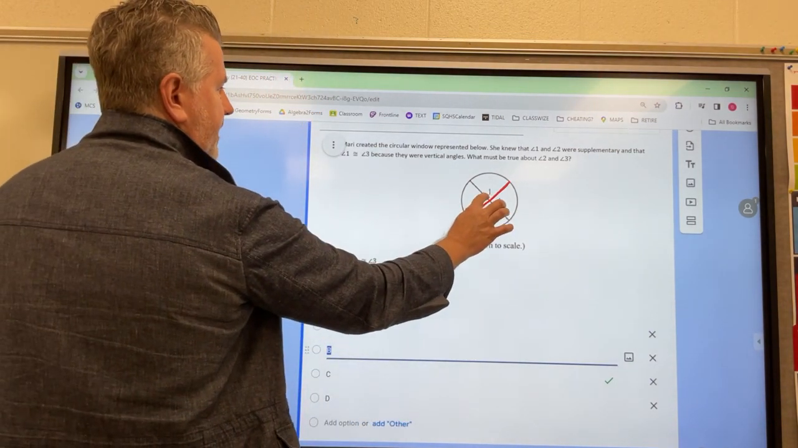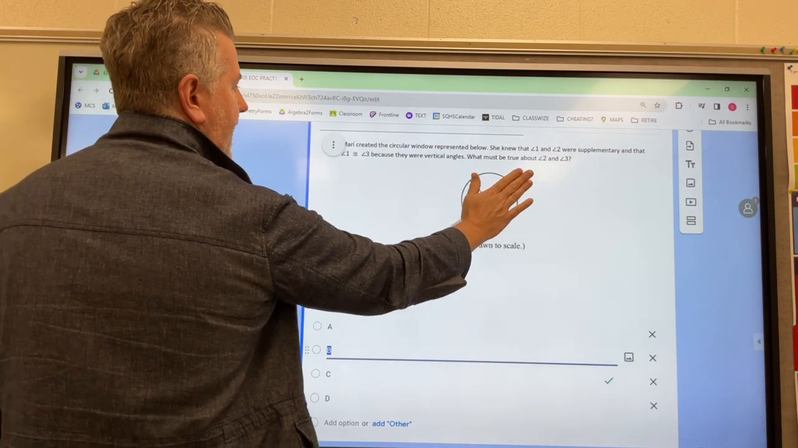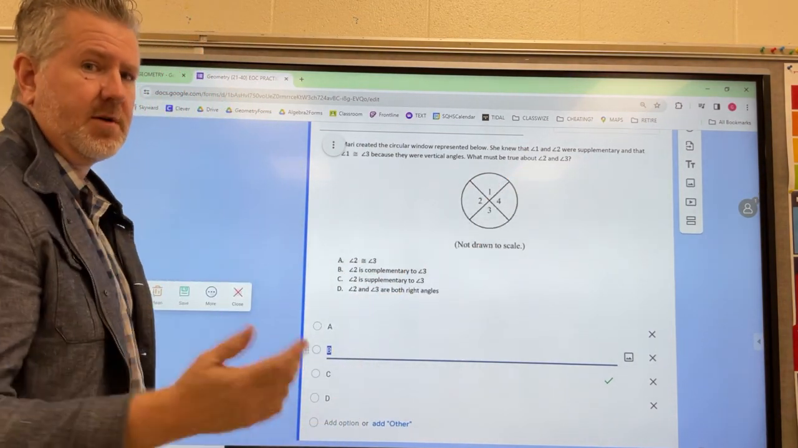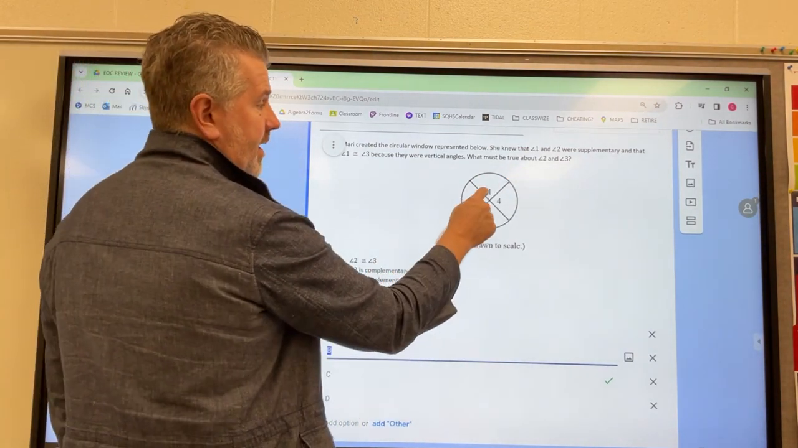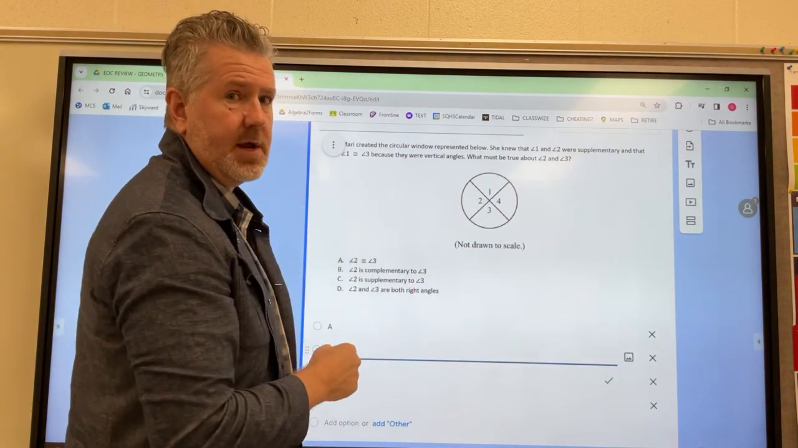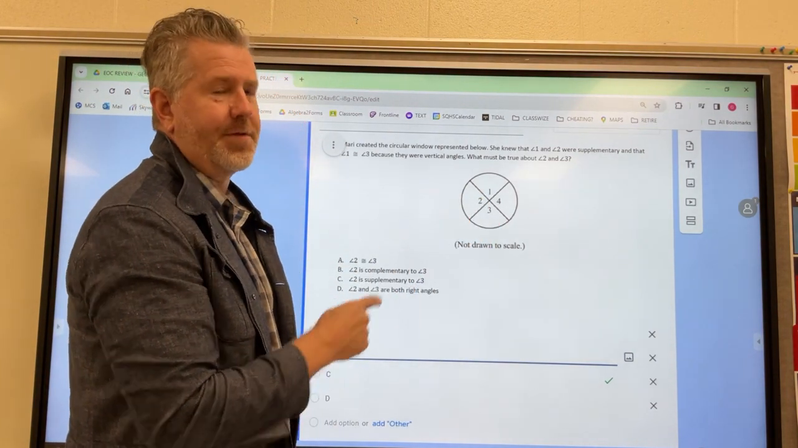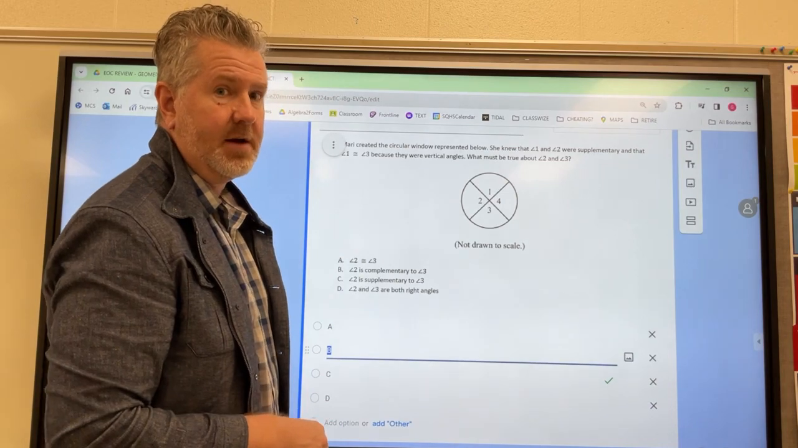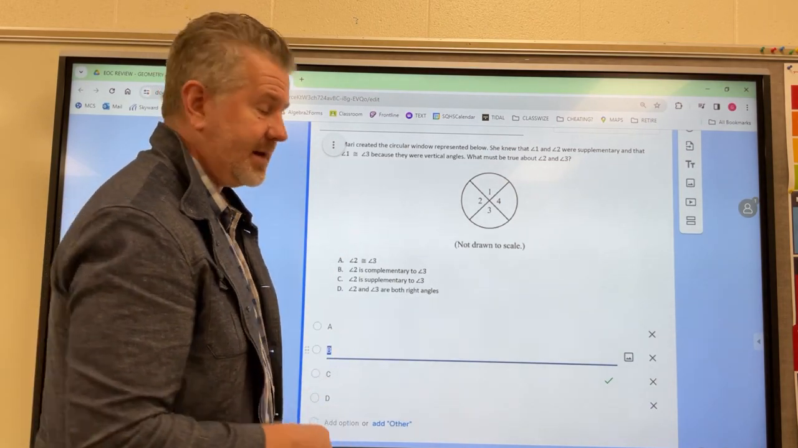It's easy to assume that these are right triangles, but nothing tells us that. We just know they add up to 180. For all we know, this could be 30 and that could be 120. Wait, 30 and 150. It's not drawn that way, but it could be, okay?